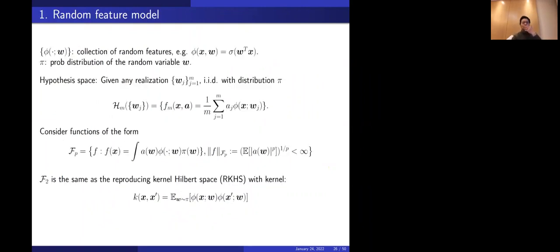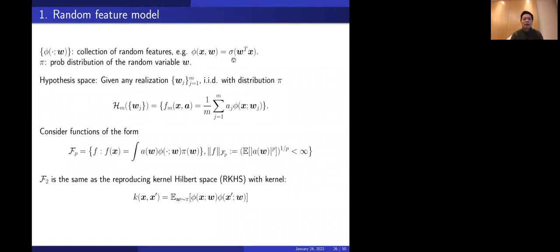Okay, so let me give you a simple example for which this is true, and we need to ask in what sense this is true. Consider the so-called random feature model. Let phi be a function parameterized by a random variable w. Here w is a random variable, called the feature vector. So this is just a function parameterized by w, and pi is the probability distribution of that parameter w.